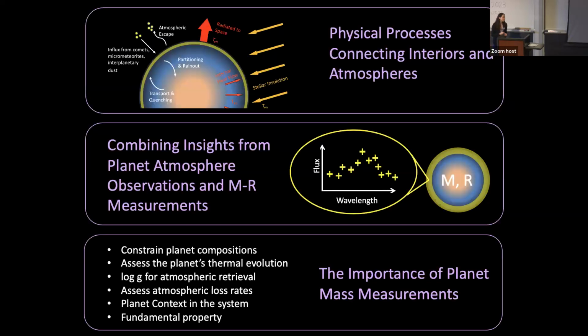Hi, thank you for that awesome talk. I was wondering, are there any other axes of constraints that we can think about for trying to infer the structure of interior compositions, like say stellar abundances or something like that?